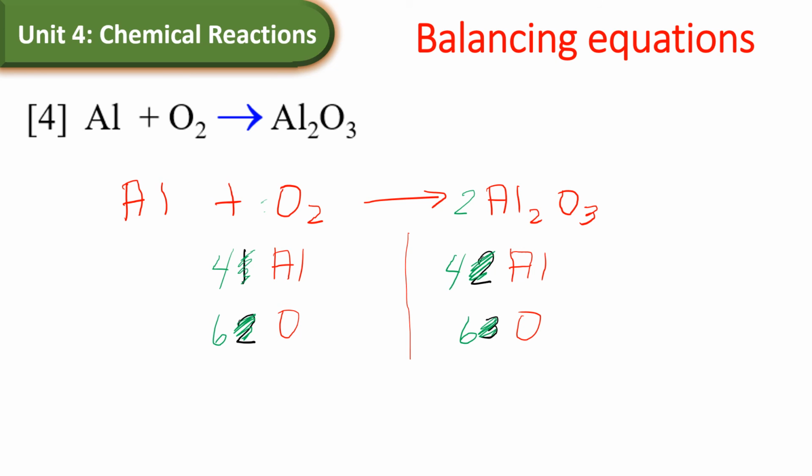let me just erase this one to finalize the answer. So there will be 4 aluminum combined with your 6 oxygen gases. So instead of writing 6, we just have to write 3. 3 times 2 is equal to 6, to produce 4 aluminum. So we have here 2 times 2 is equal to 4. Then 3 times 2 is equal to 6 oxygen atoms. So this is my final answer.